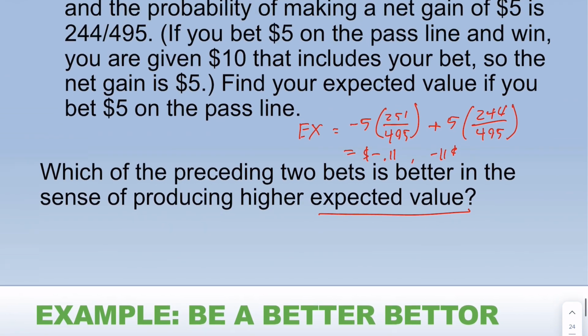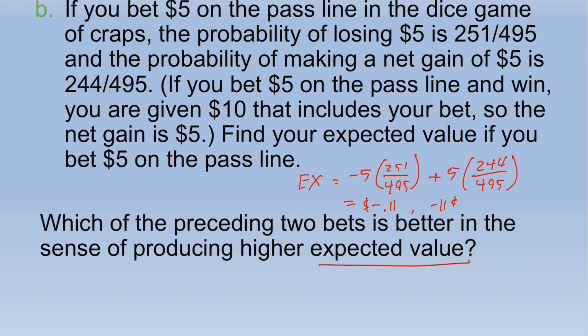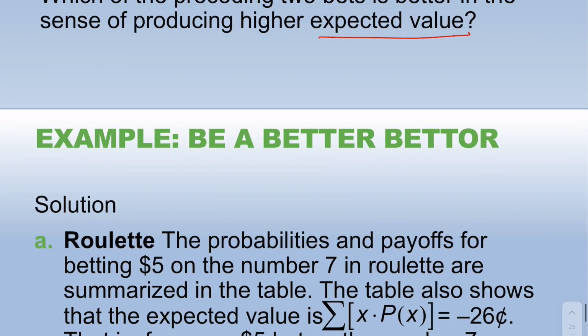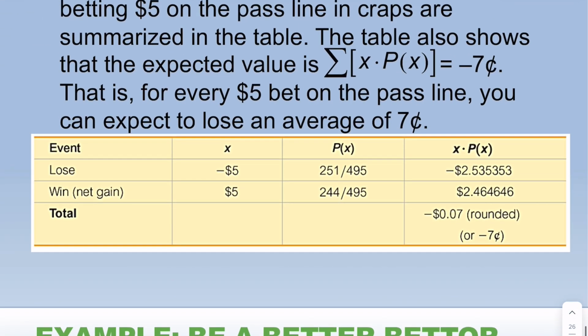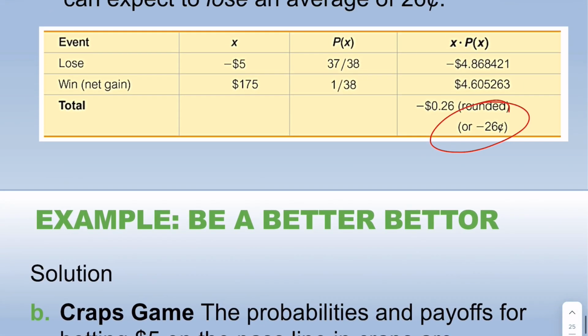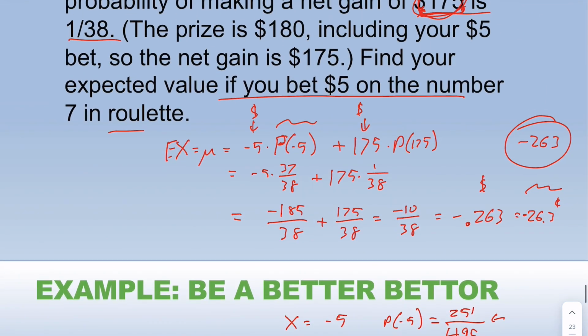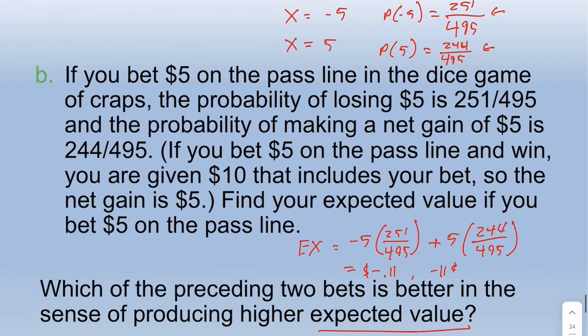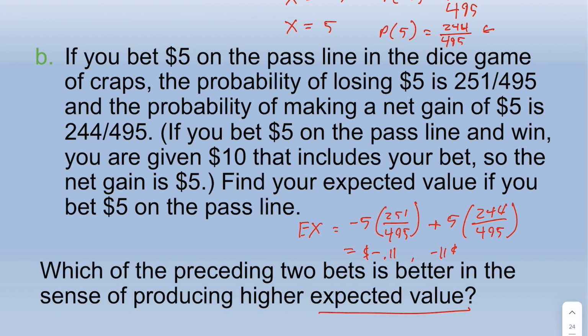Why did it say 7 cents? I expected 0.11. Did I do something wrong here? Negative 5 plus 5 times... Did you see what I did wrong? Let me show you my work. No, that's the wrong work. Here's the work right here.